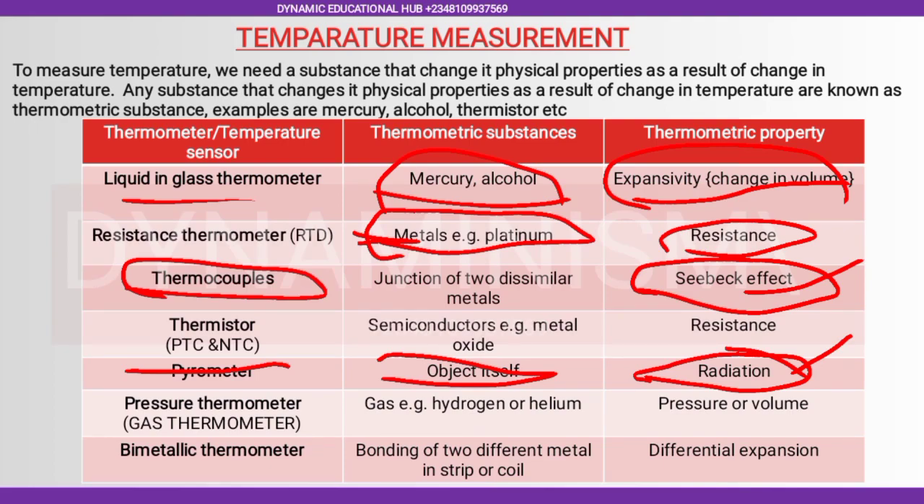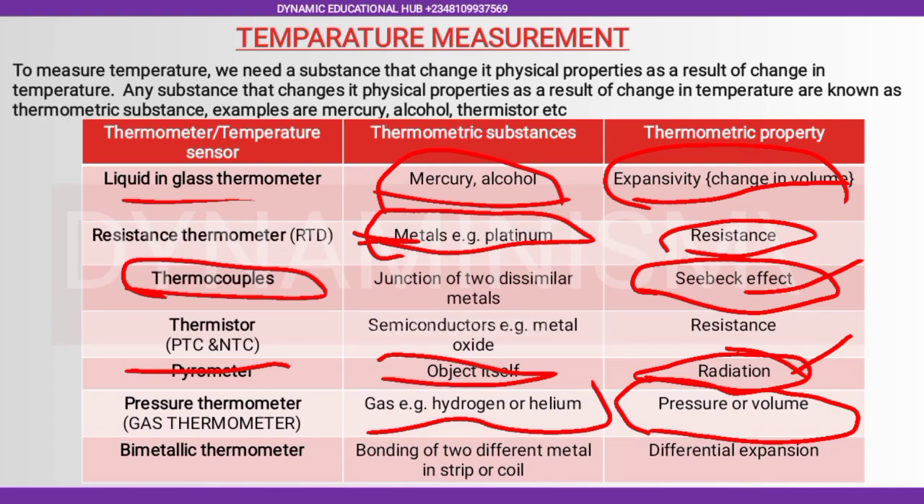Now, we also have the pressure thermometer, which is also known as the gas thermometer. The thermometric substance here is gas, e.g. helium or hydrogen, and what we are changing here is pressure or volume. Look at your gas laws. You discover that as temperature changes, one property increases or decreases. So the general gas law, the ideal gas law, is what we are actually using to measure temperature.